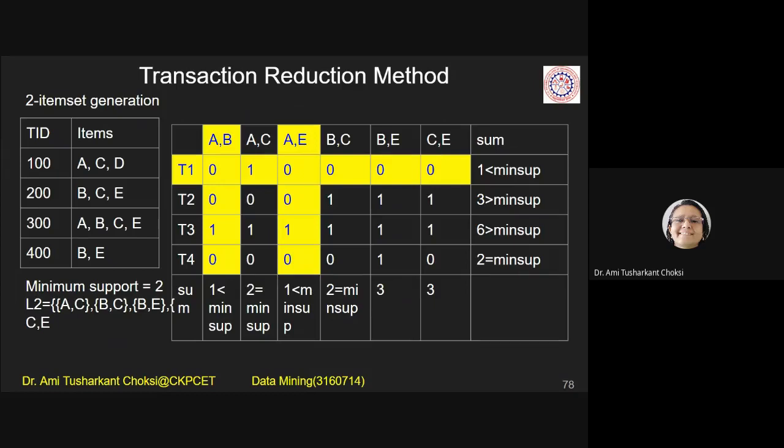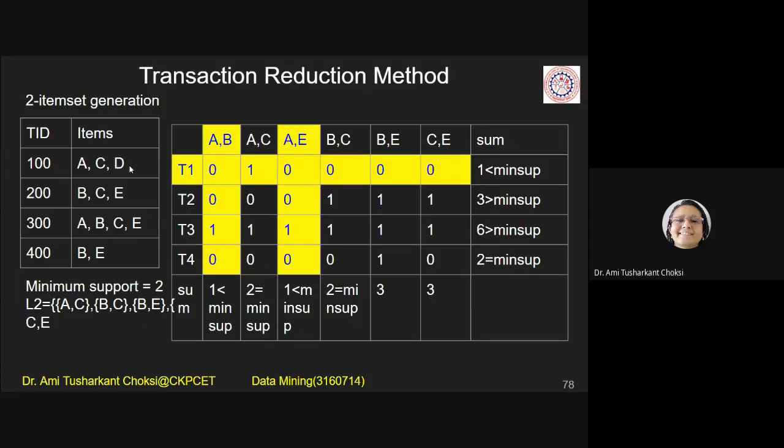So from the frequent item set L1, we will be able to generate two-item sets as AB, AC, AE, BC, BE, CE. Right? So this is what we are putting in the columns now. The transaction IDs are what we have considered, T1, T2, T3, T4. Fine. Now, according to the items in the transactions, we'll be putting 0 and 1. Fine. Let's see.